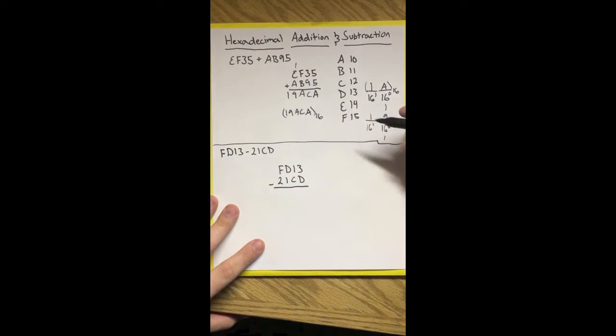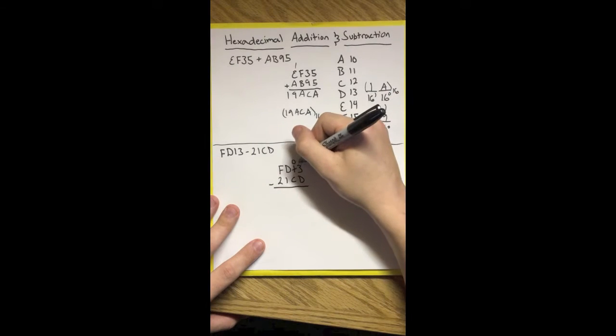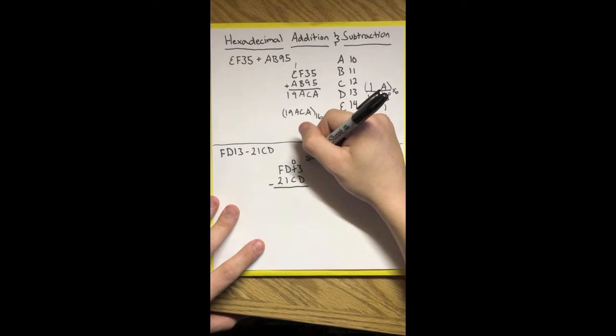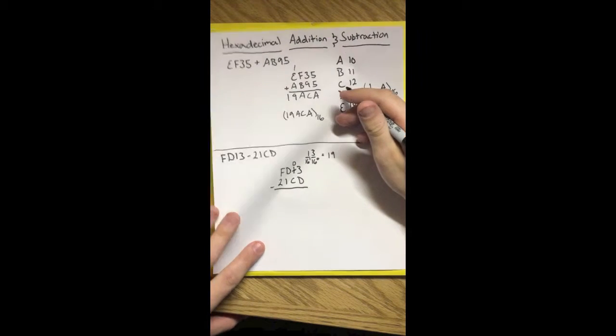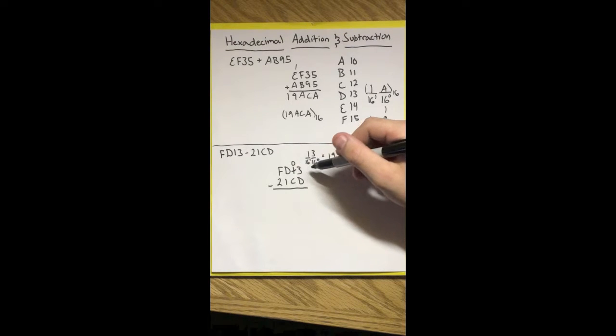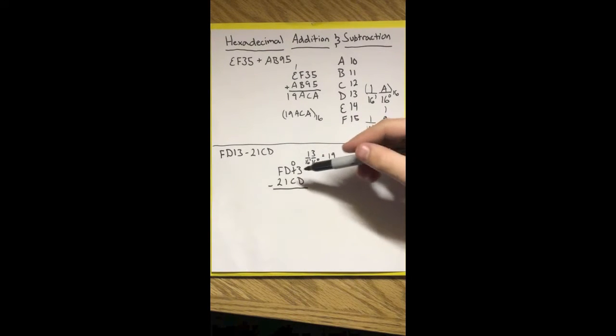Three minus D, or 3 minus 13, doesn't work, so you need to borrow. This 1 becomes a 0, and this 3 becomes a 1, 3 in hexadecimal. When you're borrowing, you're borrowing from a place ahead of the place you needed to borrow. Sorry, that's a bit of a tongue twister.